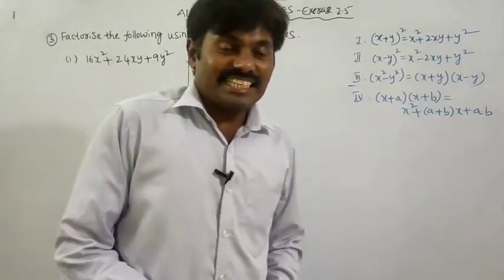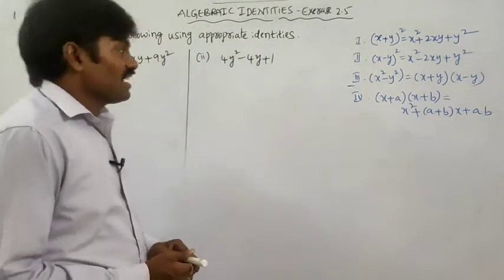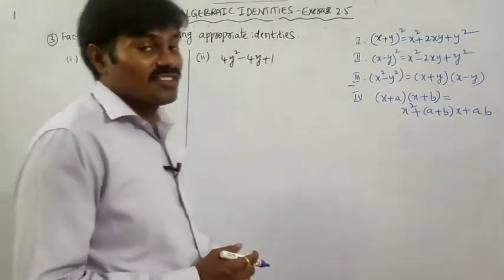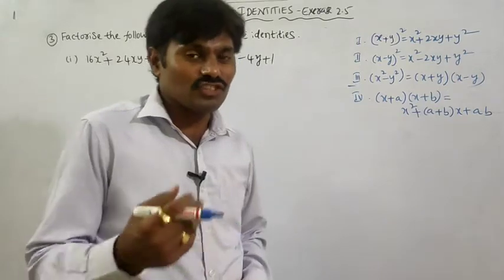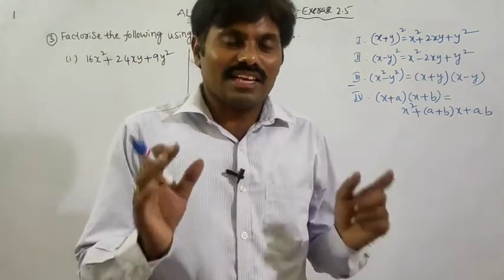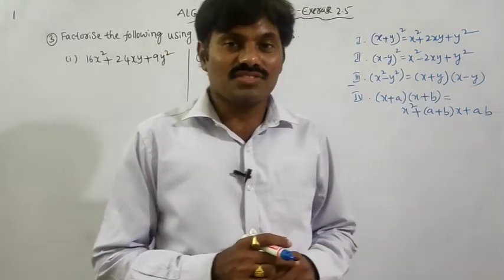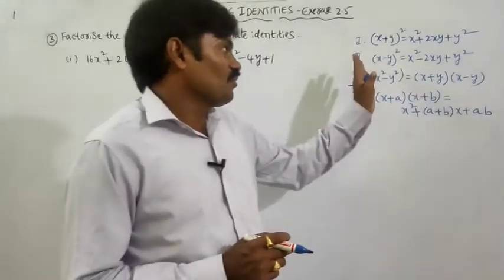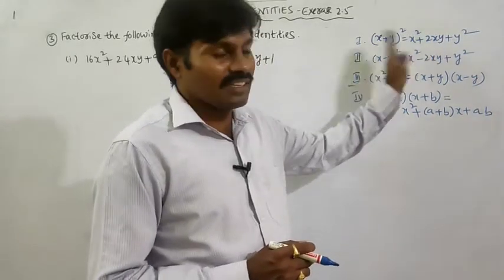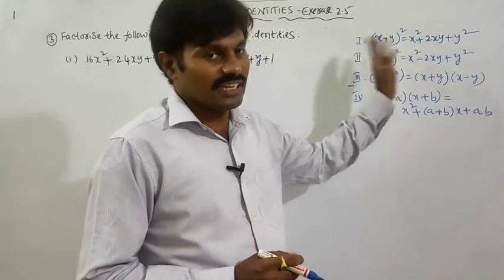Dear children, shall we solve the third problem in the same exercise? That is factorizing the following using appropriate identities. In the first two bits we found the product of the given algebraic expression. Now we are going to factorize using identities. Product means from left to right we consider. Factorization means from right to left we should get.